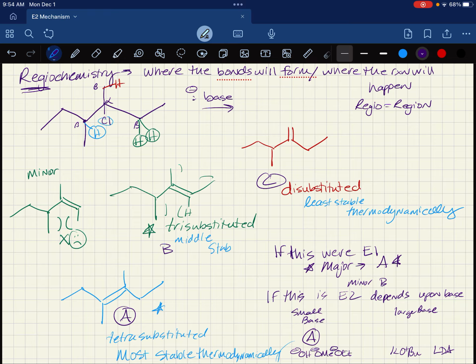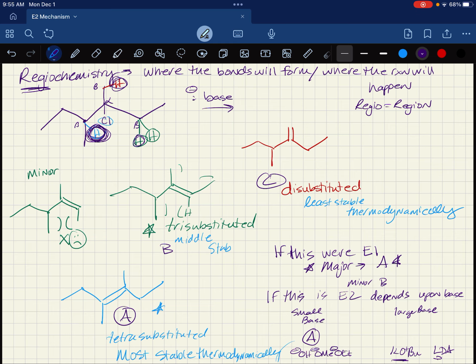Those are going to be more likely to take the less substituted hydrogen, because it would be harder for a larger bulky base to get into this beta carbon atom that's a little more sterically hindered, or a lot more sterically hindered in this case. It's going to be easier for these bulky bases to get to maybe this one or particularly this one. And so you tend to get the less thermodynamically stable product when you have a large base.